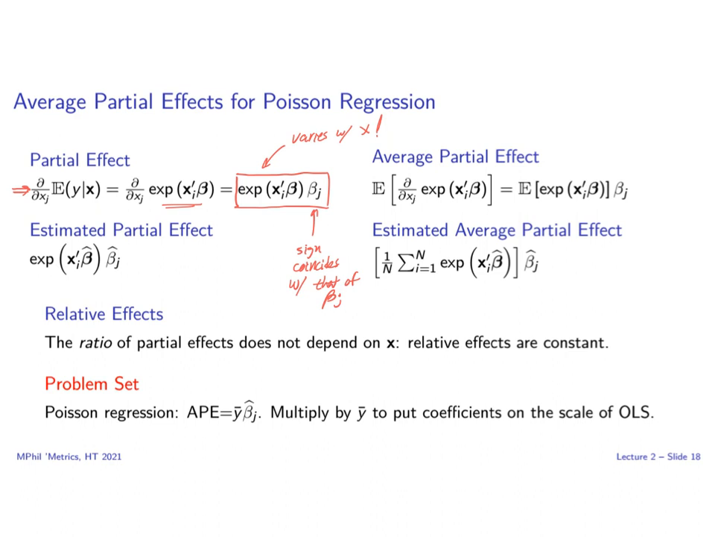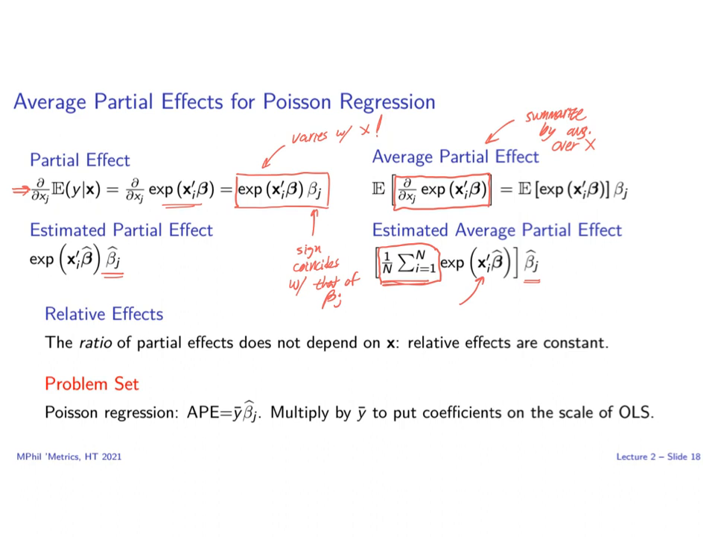To find the average partial effect, we simply compute the expected value of the partial effect over the distribution of x, yielding the following expression. We can estimate partial effects by simply substituting our maximum likelihood estimator beta hat, and average partial effects by doing the same thing, but then replacing the population expectation with a sample average over the observed values of x.